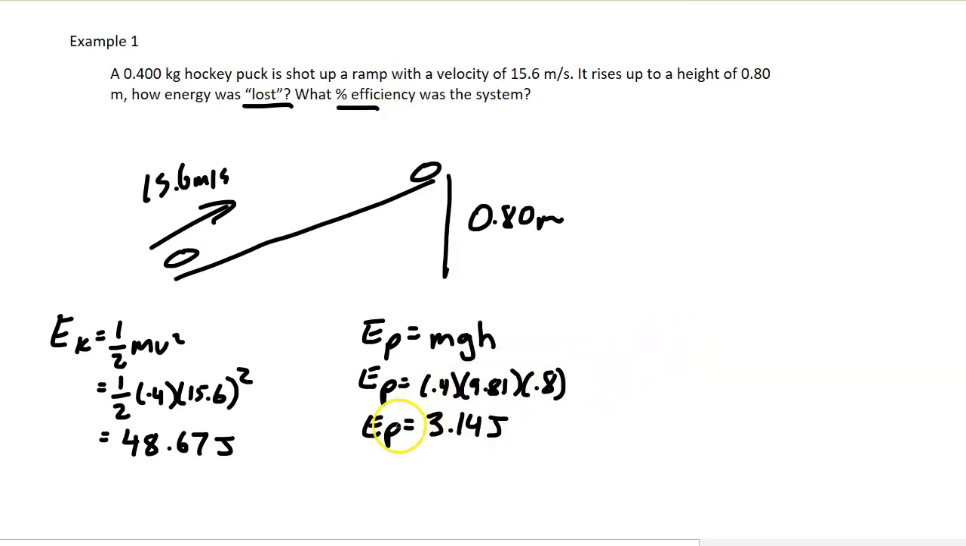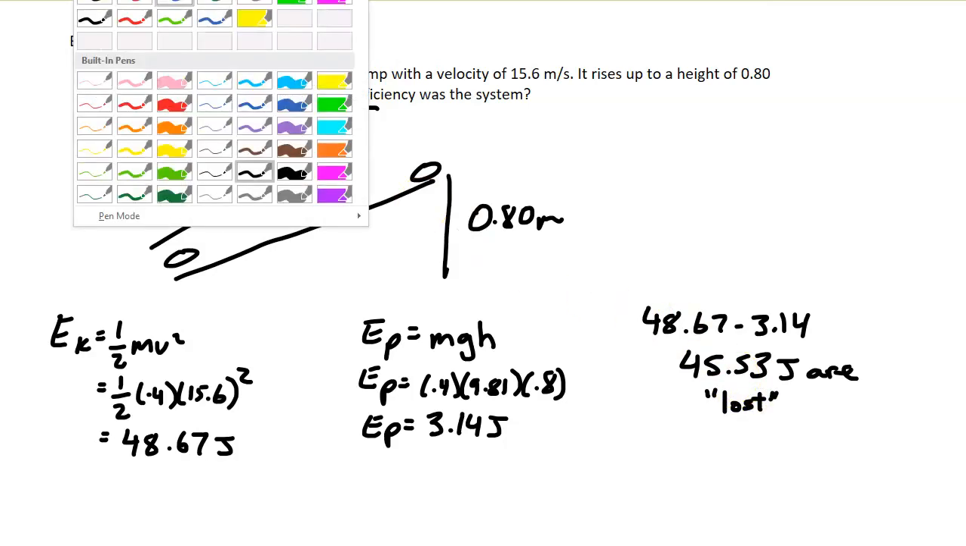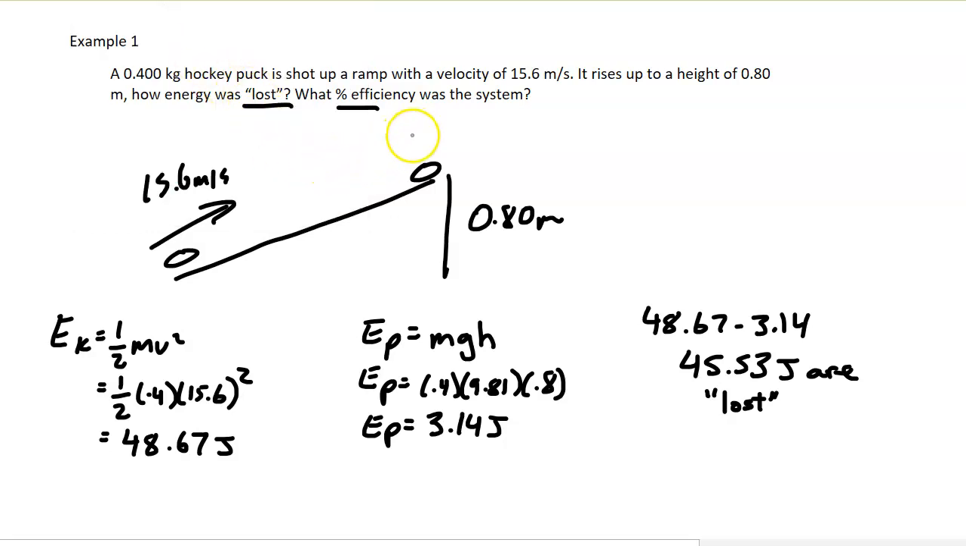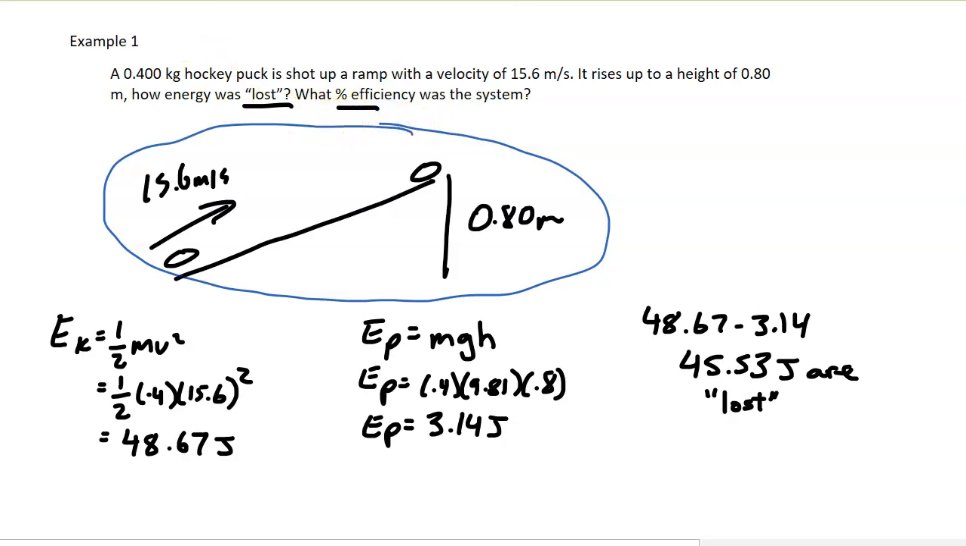Anyway, so how much of this was lost? Well, that's going to be the 48.67 minus the 3.14, which means that 45.53 joules are, and I'm putting lost in quotations because it's not really lost. It has actually just exited the system that we are considering, this non-isolated system.